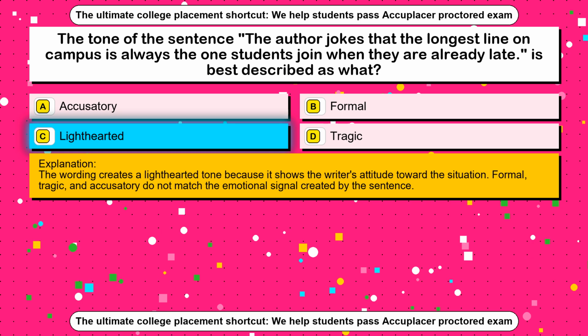Formal, tragic, and accusatory do not match the emotional signal created by the sentence.